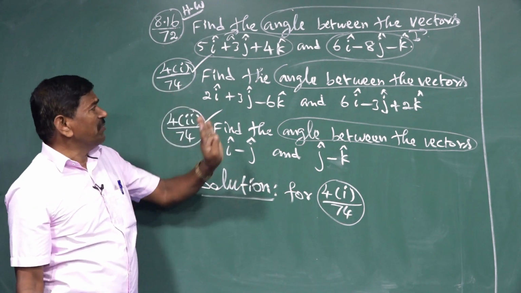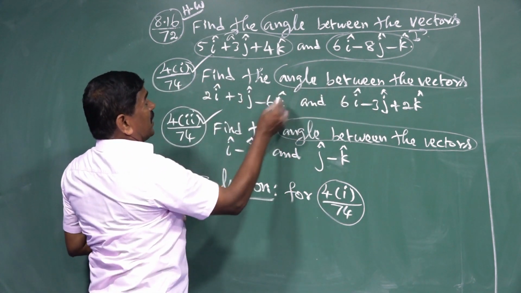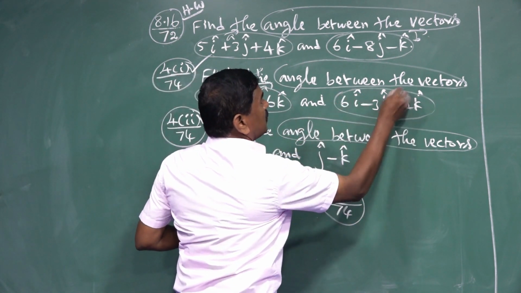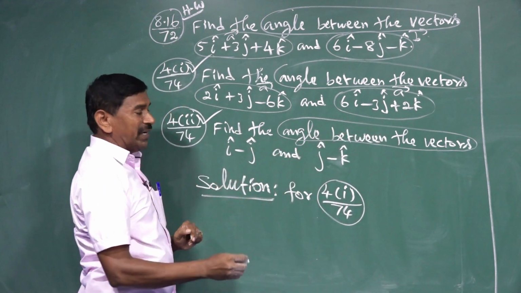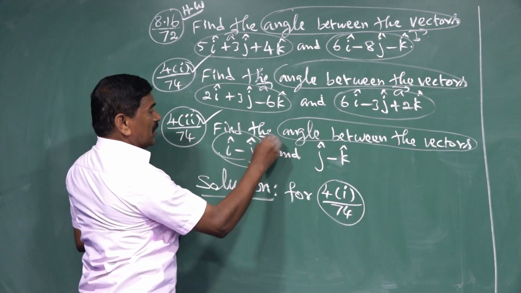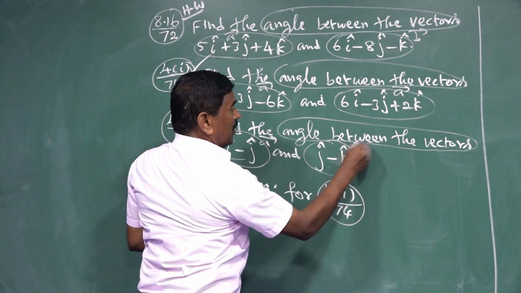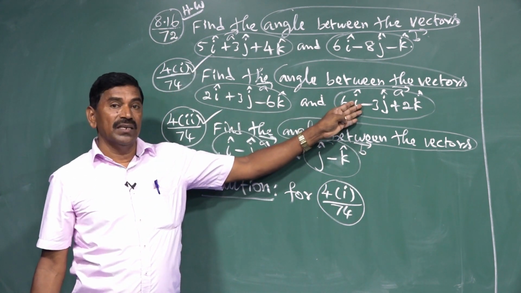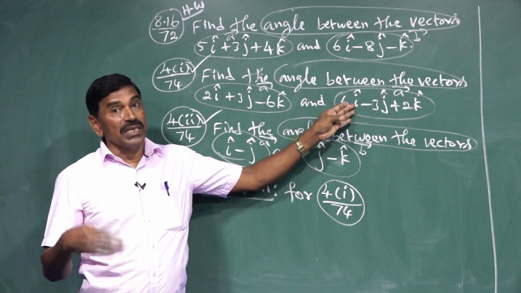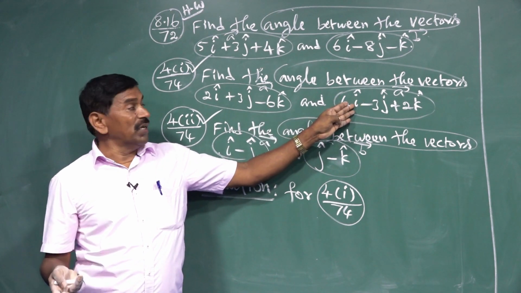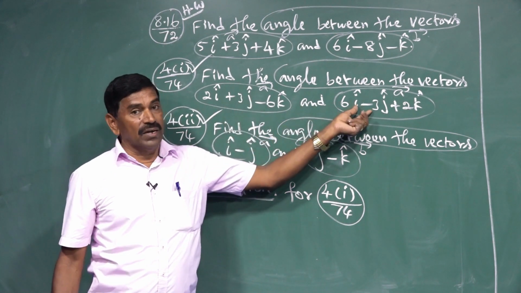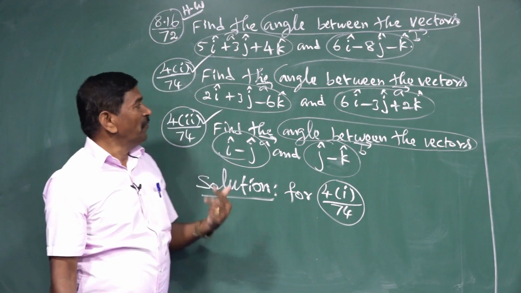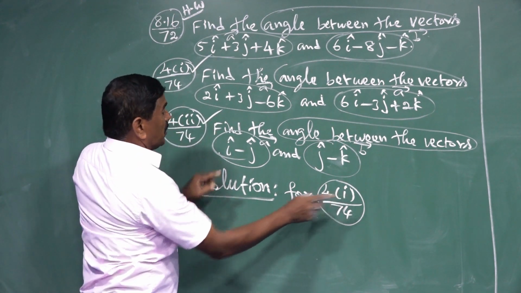It is very simple. Find the angle between the vectors. Let A vector equal to first one, B vector equal to second one. Then can you tell me what is the angle between A vector and B vector? Yes. The angle between A vector and B vector is given by the formula cos theta equal to A vector dot B vector divided by modulus A vector into modulus B vector. First, the solution for fourth topic, first subdivision.